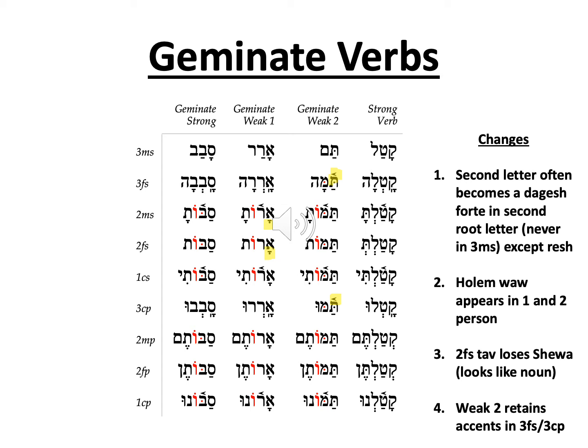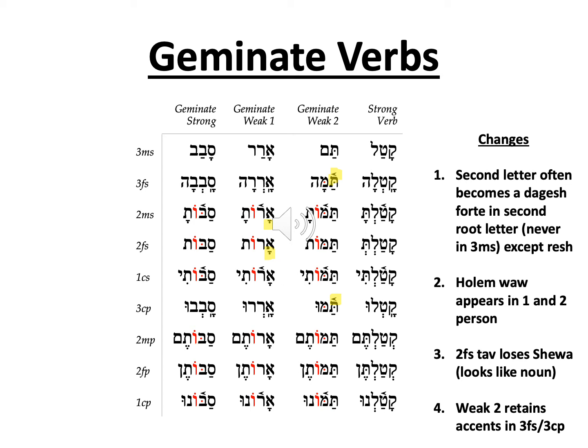Another indication that we are dealing with a geminate is the appearance of a holem vav in the first and second person as the connecting vowel to the subject ending. In the 2fs, tav will actually lose the schwa that is often the indicator of the 2fs subject ending, so that a 2fs verb looks just like a noun. Again, remembering our dictionary form and our vocabulary will remind us that this is a geminate and not a noun.